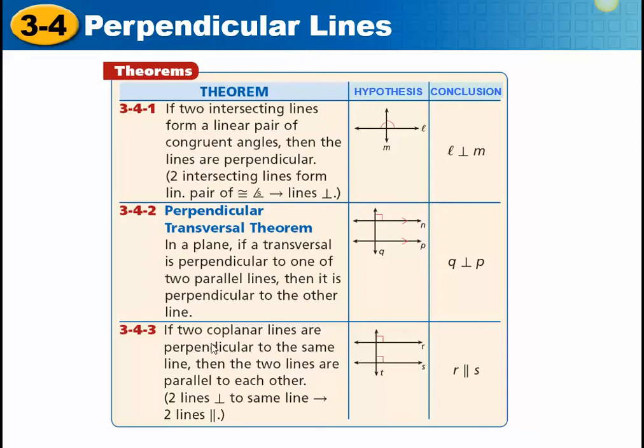And the last one says that if two coplanar lines are perpendicular to the same transversal, T, then the two lines must be parallel to each other. So if you're given that both R and S are perpendicular to the transversal, then we know that R is parallel to S.